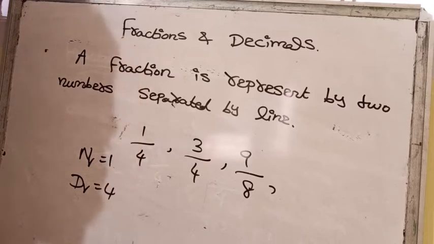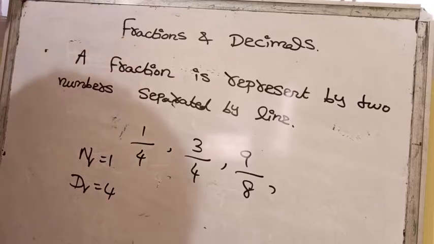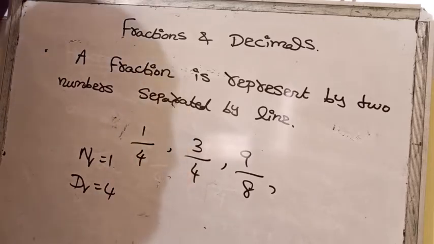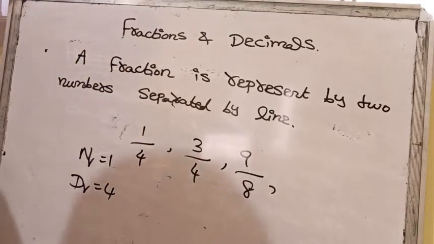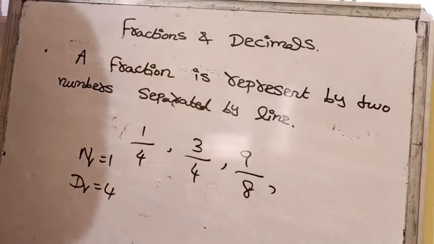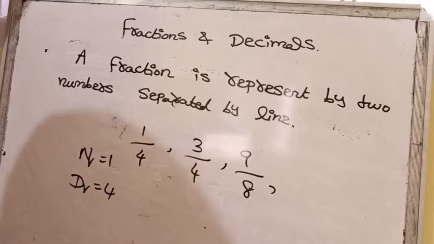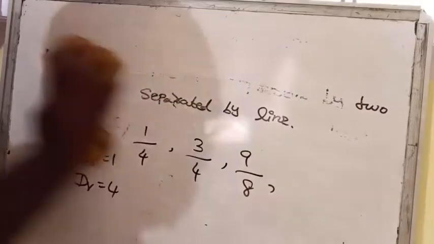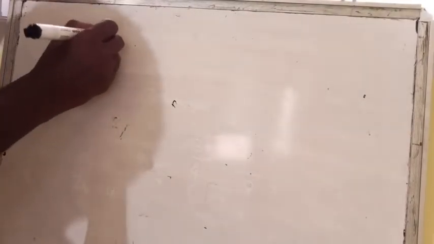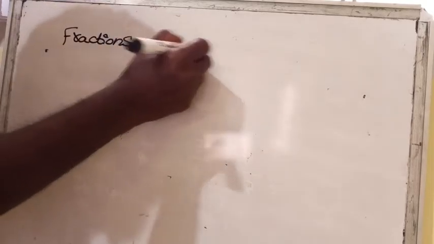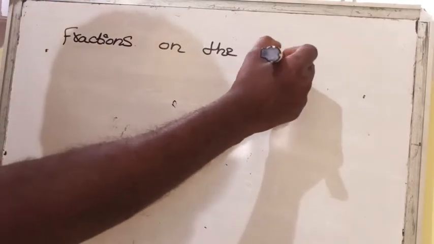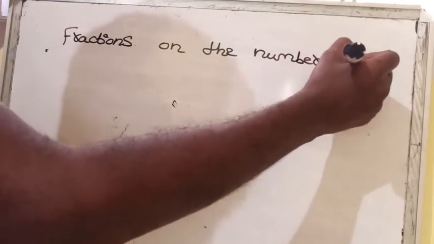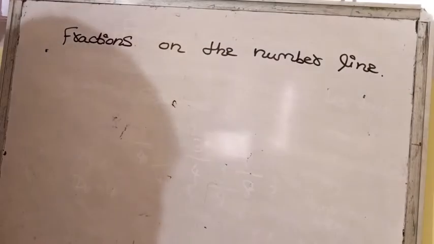And then we can represent a fraction on a number line. Already we learned that any natural number, every whole number, and every integer we can represent on a number line. Similarly, we can represent a fraction on a number line. So the next topic is fractions on the number line.